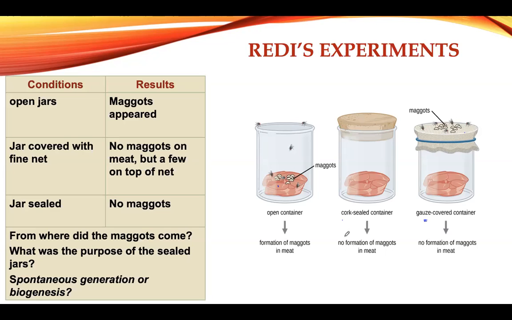From this experiment, he actually disproved the spontaneous generation theory, and he supported biogenesis. Biogenesis means life can only originate from life, not from non-living material. Okay, it's a very famous experiment.